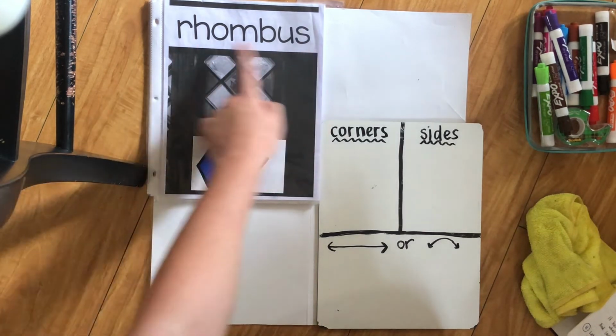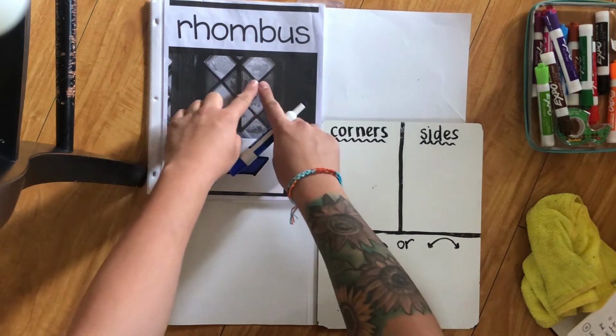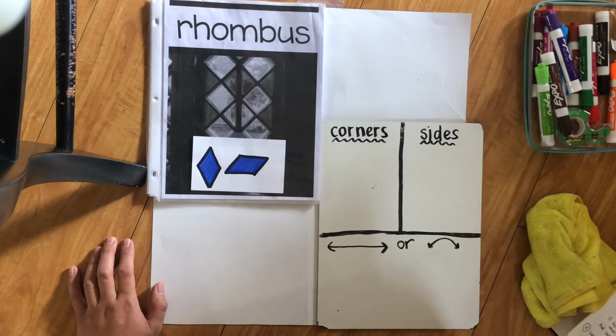Now, some people like to call it a diamond, but now that you're big kids and all grown up, you call it a rhombus. A rhombus can sometimes look like a diamond, and sometimes you might see it in patterns on windows, just like this right here. Can you name something that looks like a rhombus? Is a rhombus.